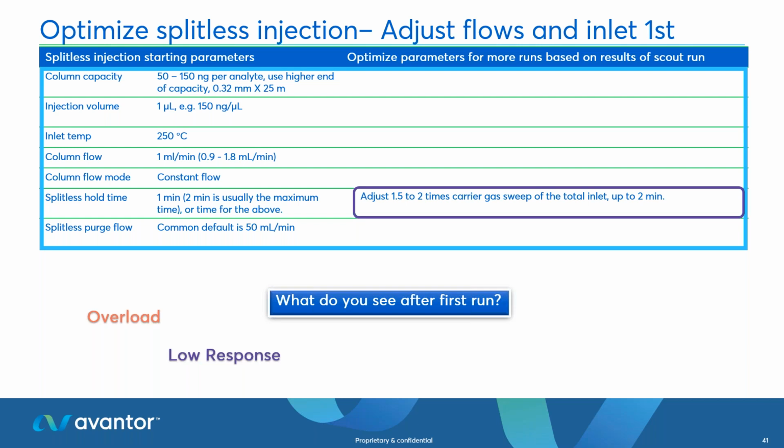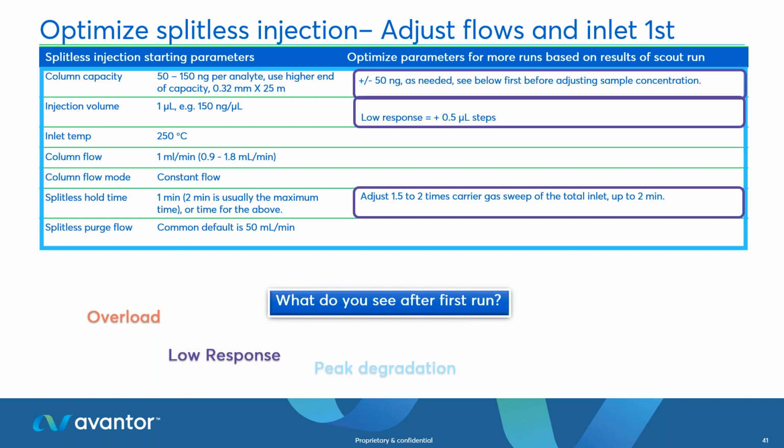You can change it in increments if you want to, but you can also calculate 1.5 to 2 times the carrier gas sweep in ml per minute, and then adjust it and see what time that takes you to. Injection volume, again, you can adjust it and increase it if you need to, and then the concentration. The same goes again for peak degradation. This is again a little bit more tedious with it being a splitless injection, but adjusting the inlet temperature is more of a last resort.